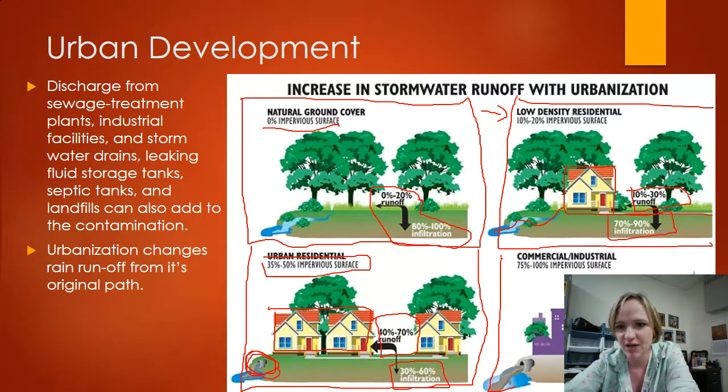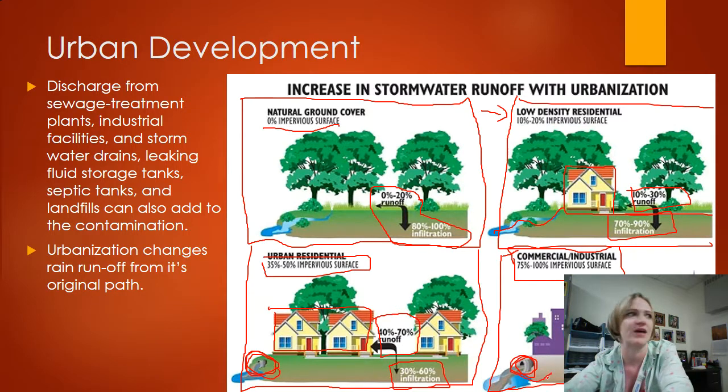And then when you're in the big city, commercial, industrial areas, almost 100% of the water is going to be runoff. 75 to 100% of the area is impervious, which means the water's not going to soak in. You're going to get very little water infiltration. You're going to have large water outlets pumping all that runoff out.